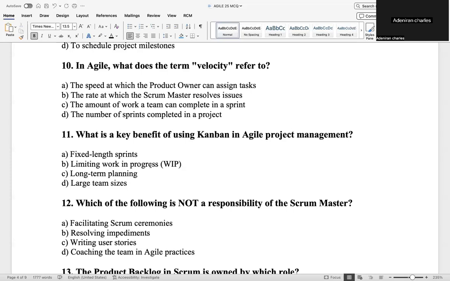I didn't know that Scrum and Kanban can be combined. Yes, you can combine the methodologies. It's called Scrumban. You're combining the benefits of the two methodologies.